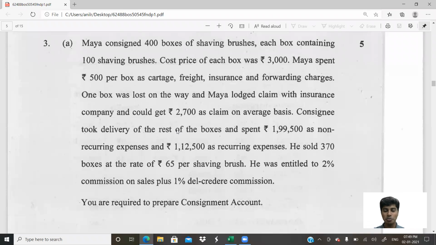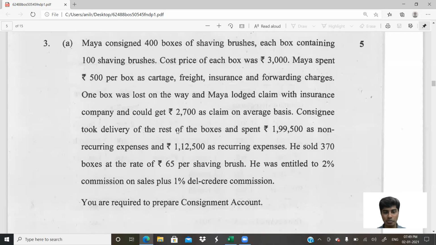Cost price of each box is 3,000. Remember, it is not 400 into 100 into 3,000. We have to do 400 into 3,000 because the price 3,000 is per box, not per brush. There is one box, that box has 100 brushes, and each box costs 3,000, not each brush. So 400 boxes, each box into 3,000 rupees. That is the goods sent on consignment.